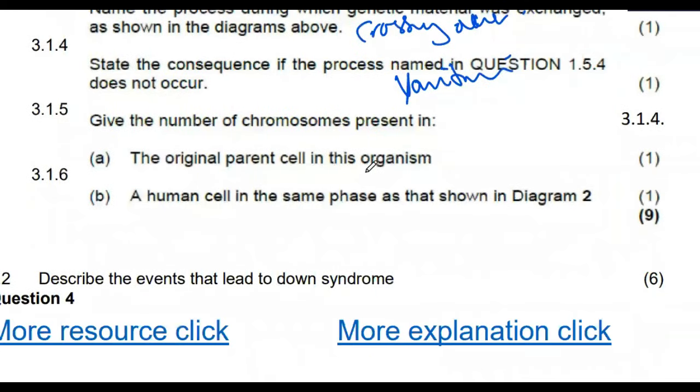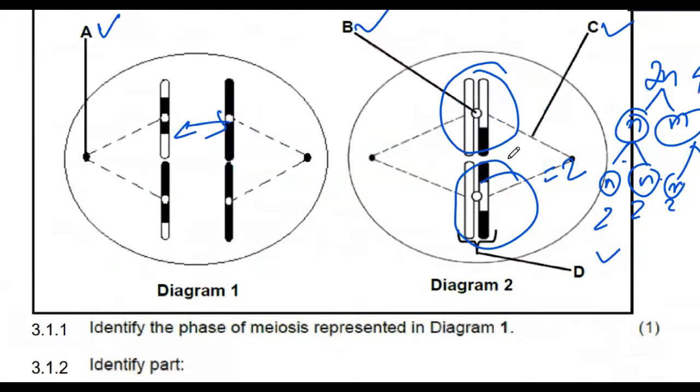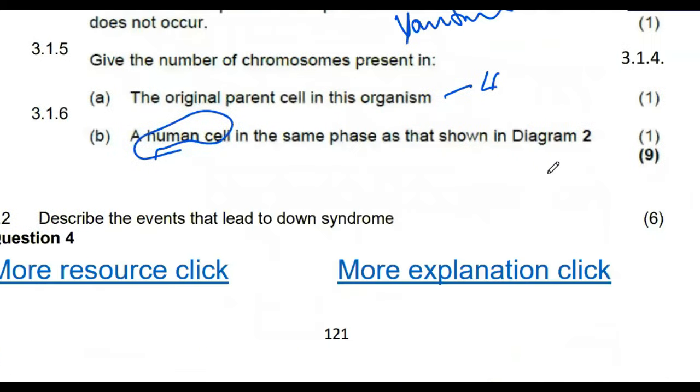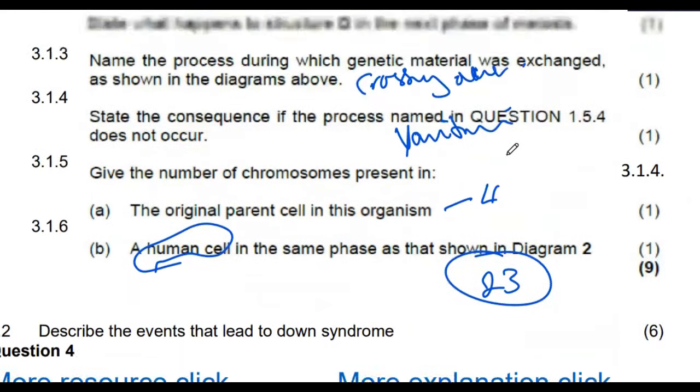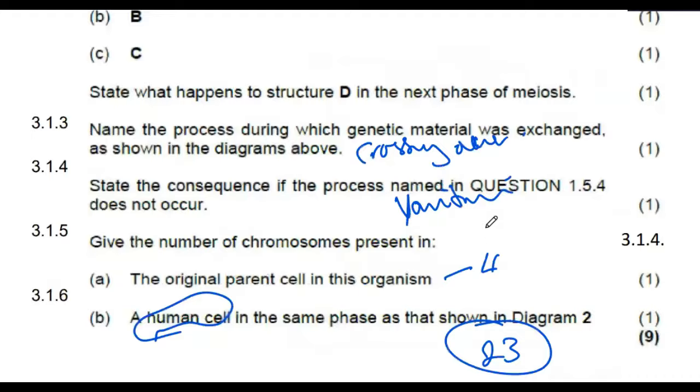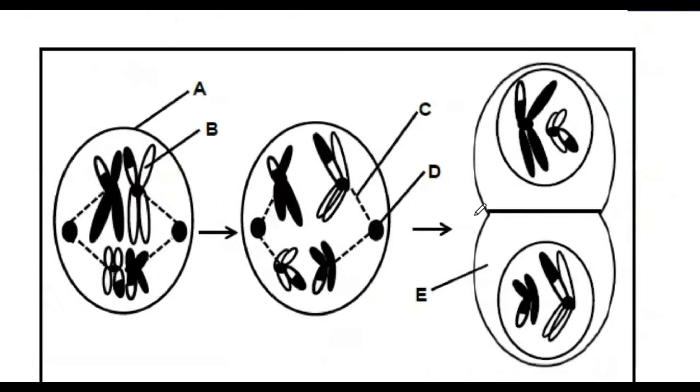And then now they are saying original cell. So if this is the original cell, it's going to be 4. And then you see now they are specifying human cell in the sample diagram 2. Because diagram 2 is haploid, therefore it's going to be 23 chromosomes. So basically, that's how you're supposed to answer such questions, at least in meiosis.